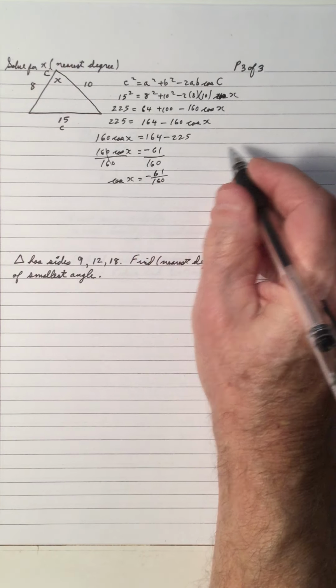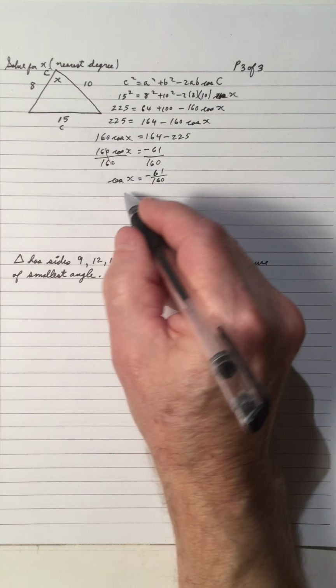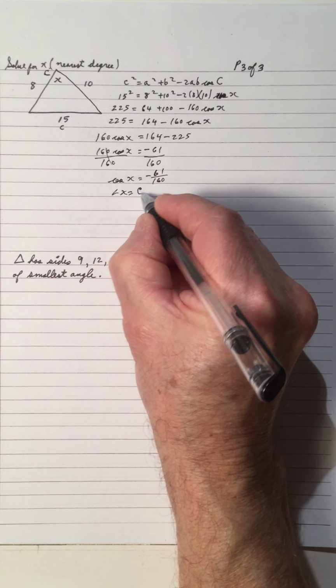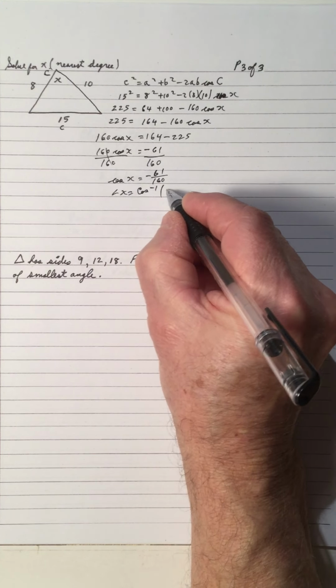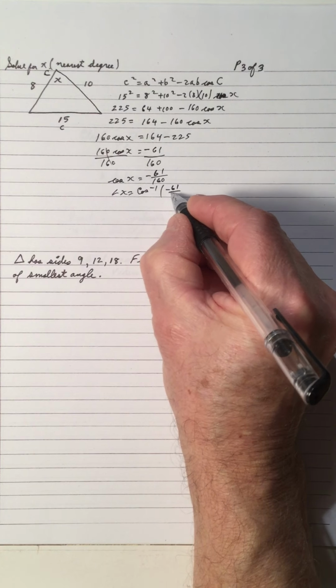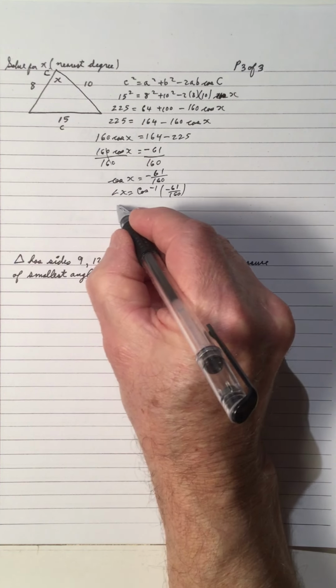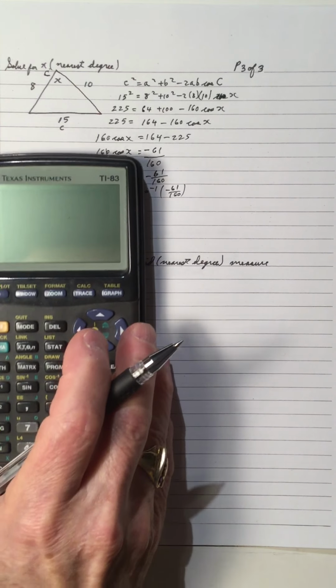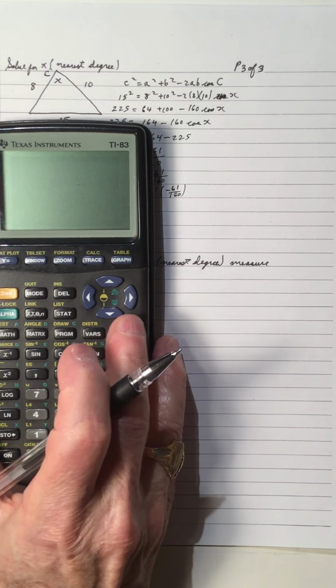So I can leave it like that, or I can change it to a decimal. So I can go x is equal to cos to the negative 1 of negative 61 over 160. So angle x. So I'll use my calculator now and work that out.